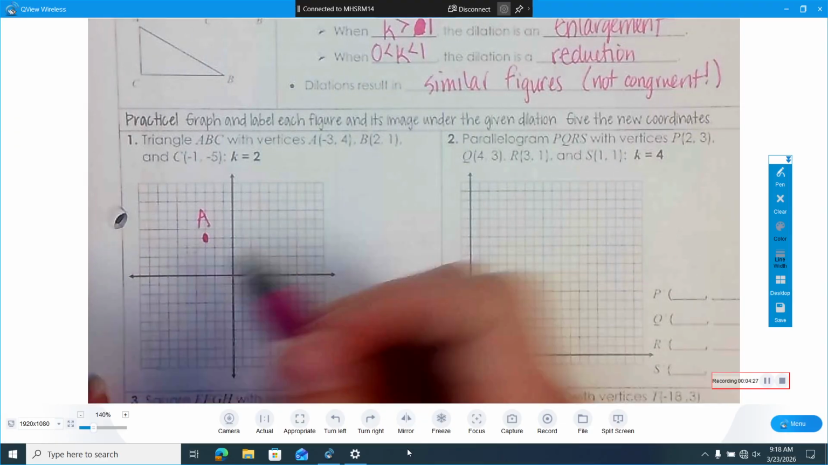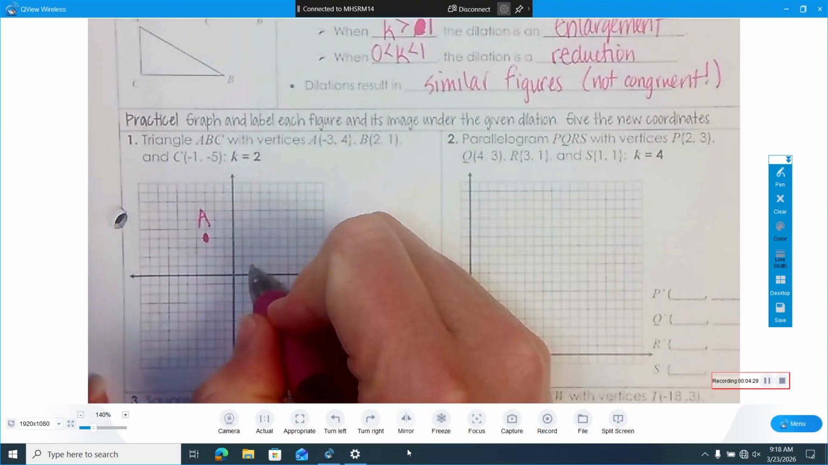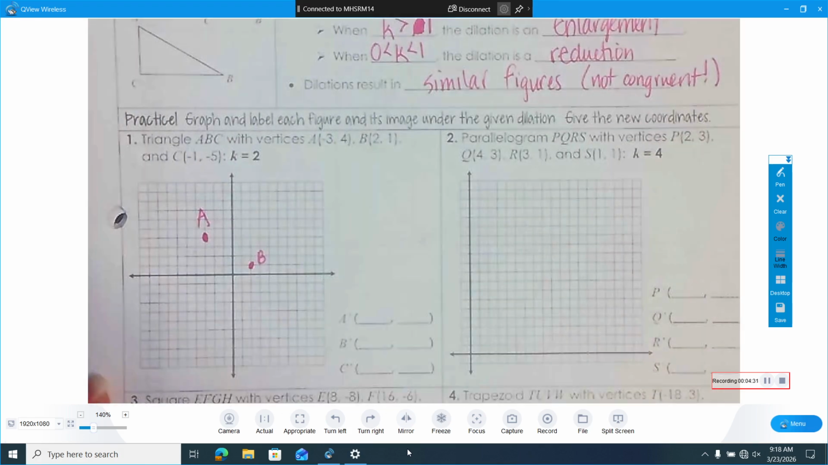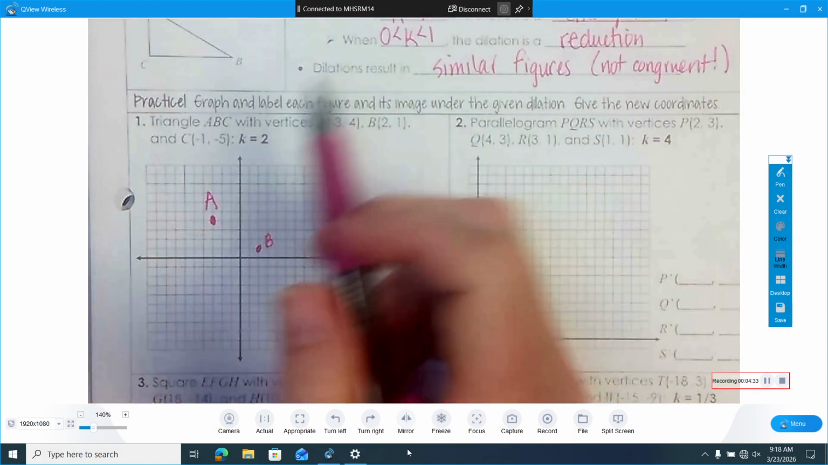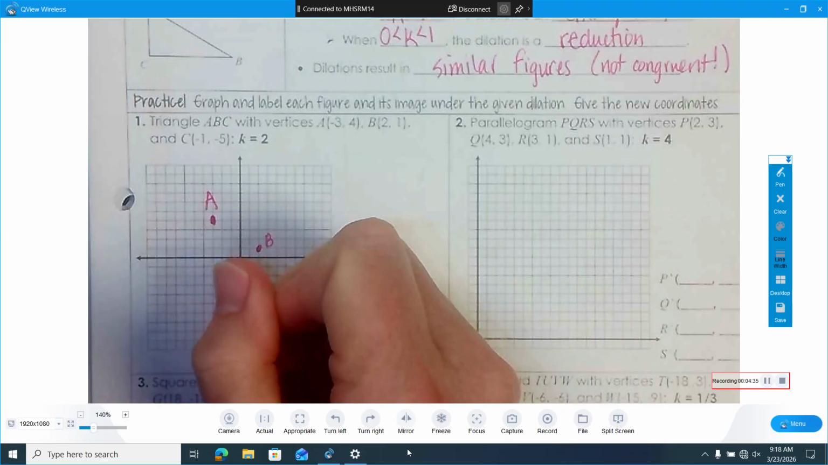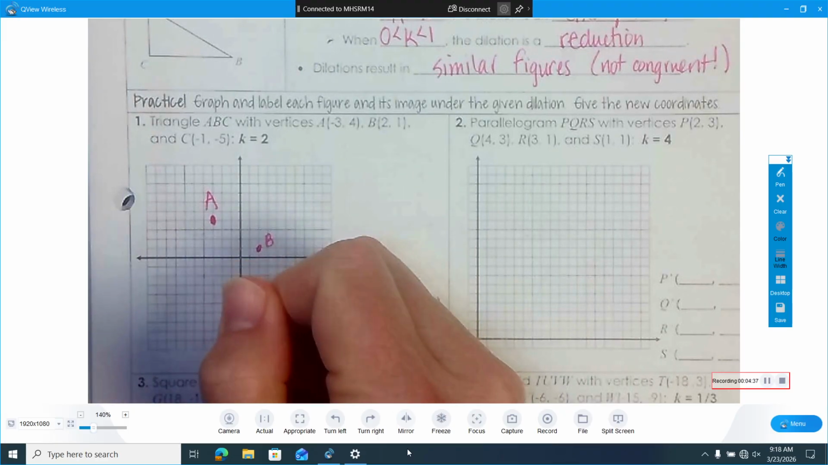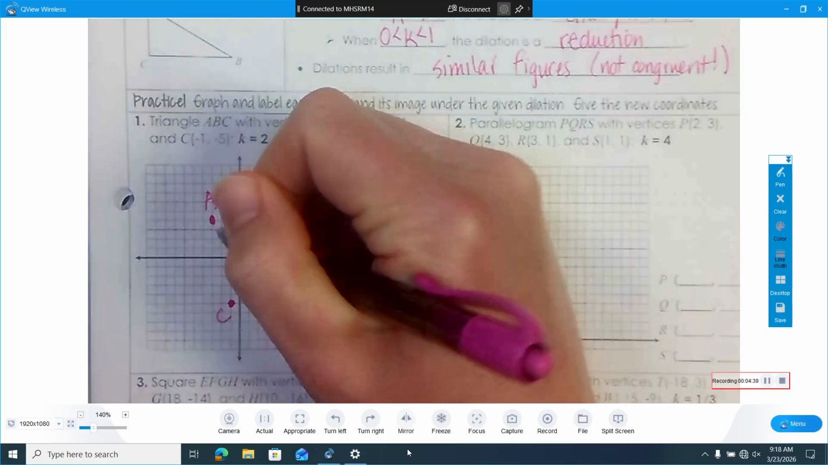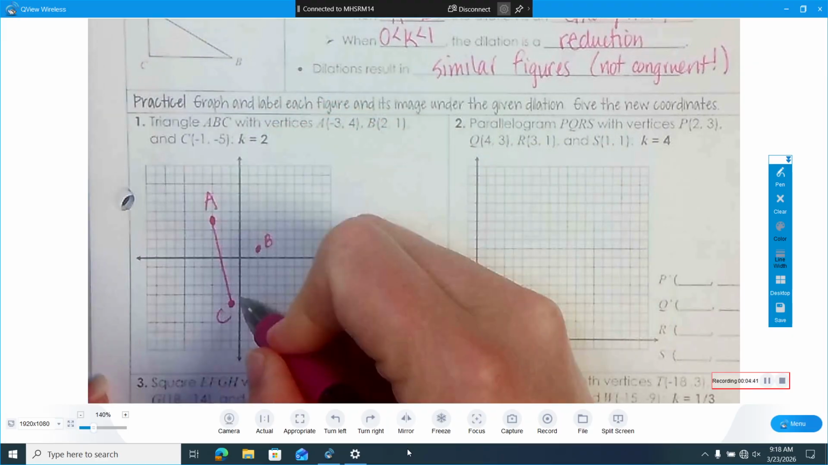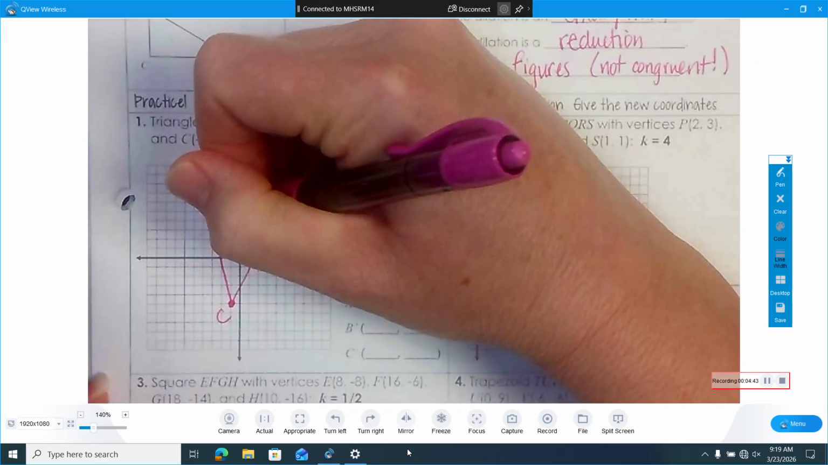B is at (2, 1). So that's right 2, up 1. Label your B. And C is at (-1, -5). That's left 1, down 1, 2, 3, 4, 5. So here is point C. So here is our lovely little pre-image.